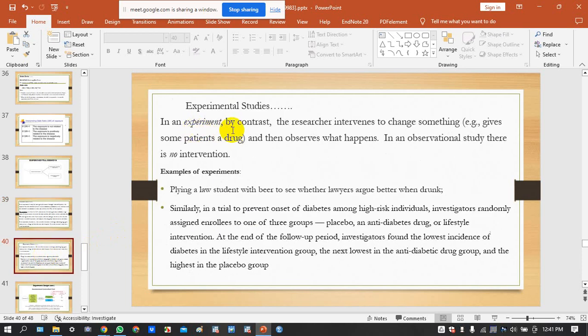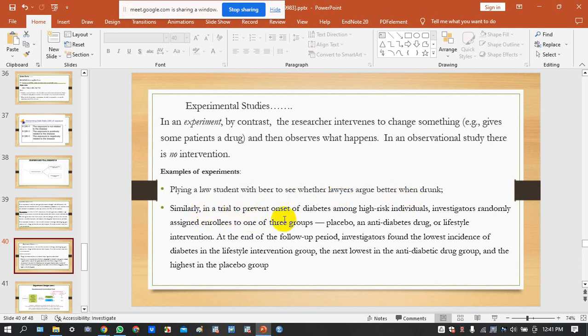Experimental studies. In an experimental study the researcher intervenes to change. Examples of experimental studies are applying or giving a law student a beer to see whether lawyers argue better when drunk.